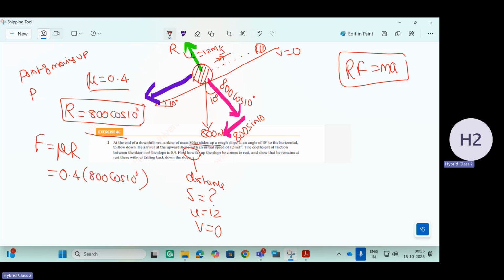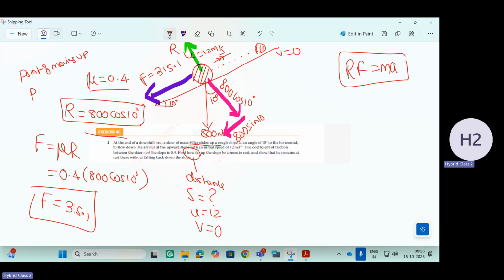And tell me, what is the value of friction over here? Friction, quick. 315.1. 315.1. Okay.